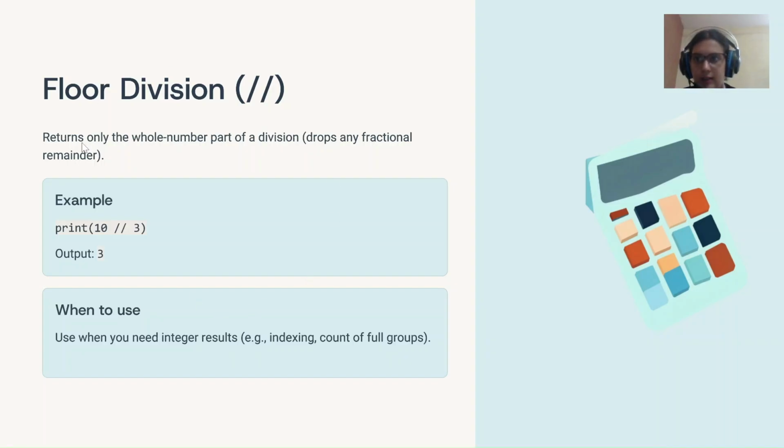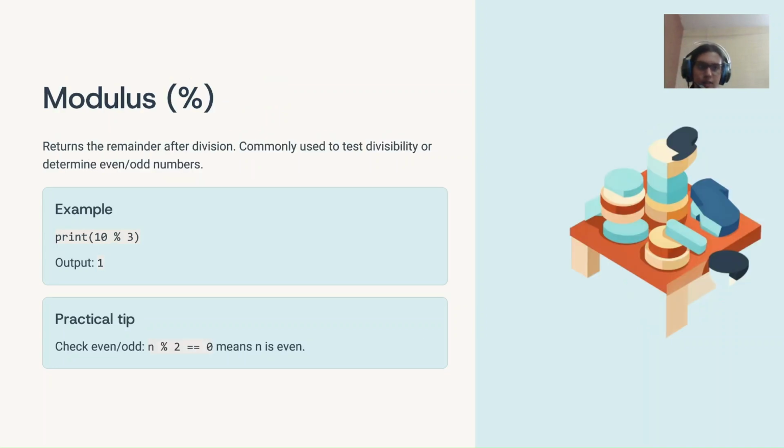What's written here? Shall we read it once? Returns only whole number part of division, drops any fractional remainder. Yes, we know that. Use when you need integer results, indexing, count of full groups. Yeah. So our next operator is the modulus operator.